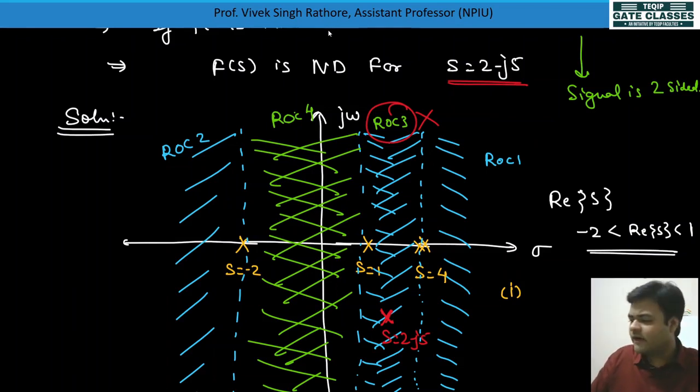Okay, so if I tell you that the inverse Laplace transform of f of s, whatever is given to you, is to represent the impulse response of a causal system, which ROC should be considered? Then you will tell, sir, for a causal system all signals should be right-hand sided, so ROC 1 will be considered. That means the real part of s should be greater than 4. This is the final ROC, so only ROC 1 is considered.